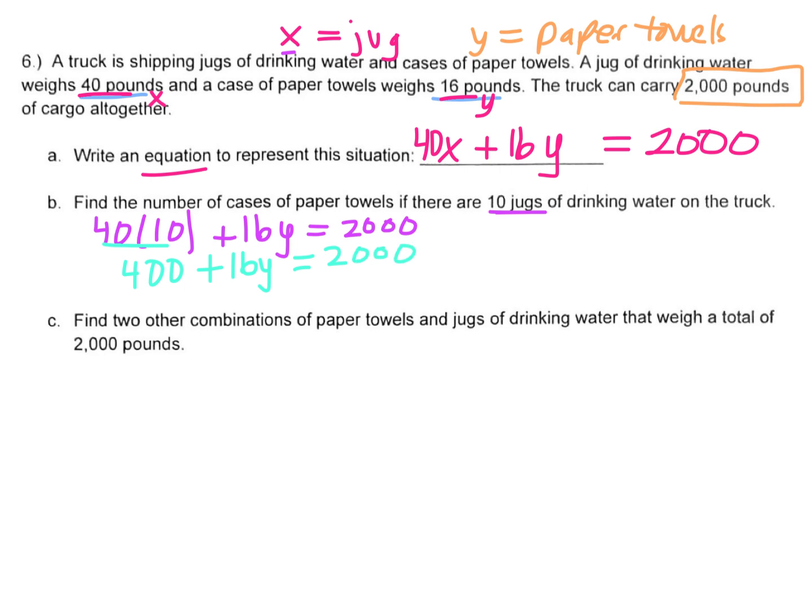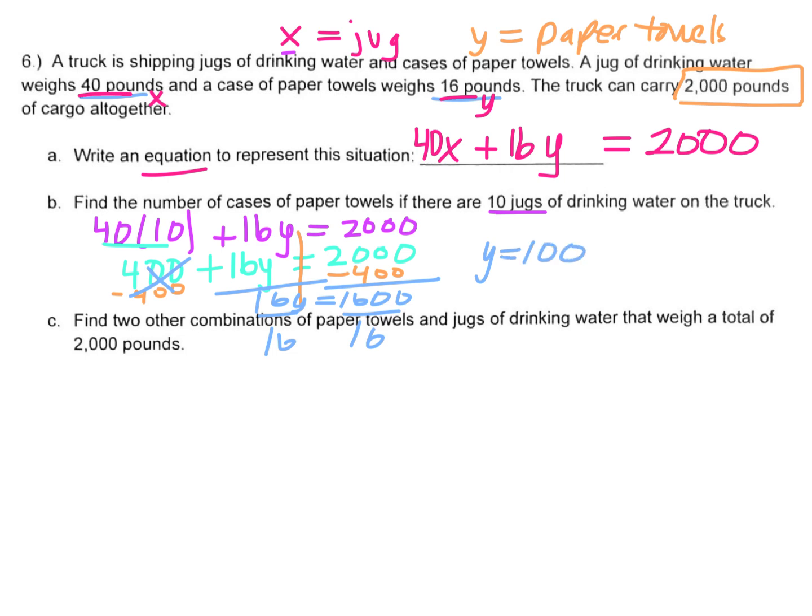Okay, so now this should kind of take you back to last year where we solved for a variable using inverse operations. I'm going to subtract 400 on both sides. And that gives me 1,600. So 16Y equals 1,600. And then our last step would be to divide by 16. So our Y value would equal 100.